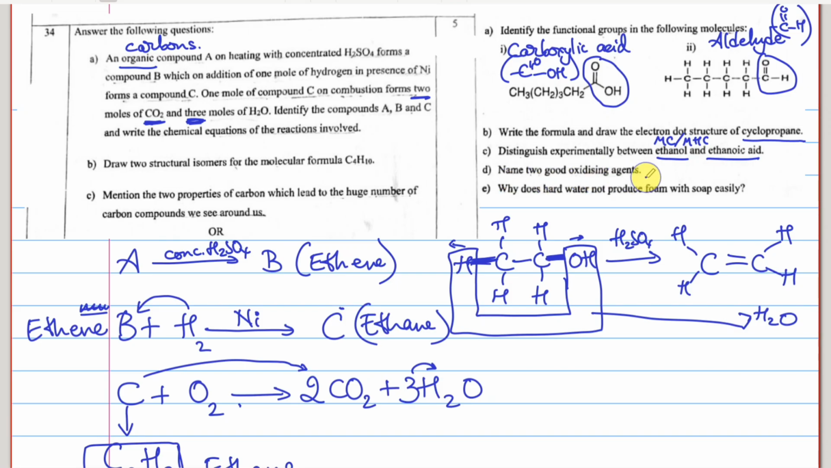Name 2 good oxidizing agents. So in the carbon and compounds chapter, we have 2 oxidizing agents. First one is KMnO4, potassium permanganate, and we have K2Cr2O7, potassium dichromate. Potassium dichromate has to be acidified, and KMnO4 will be alkaline. Alkaline KMnO4 or acidified potassium dichromate are the 2 good oxidizing agents. So write their chemical names and their molecular formula as well.